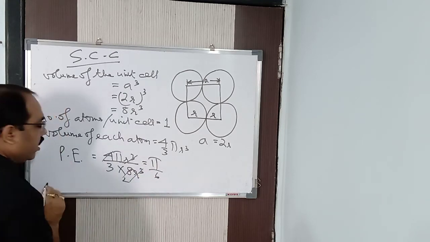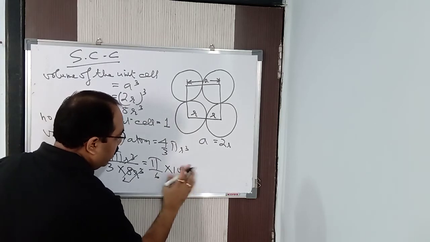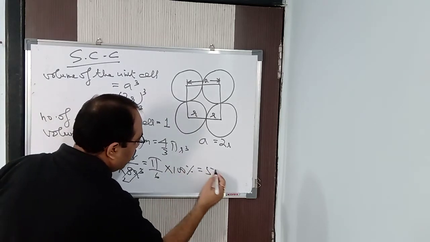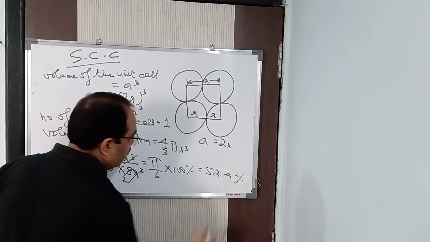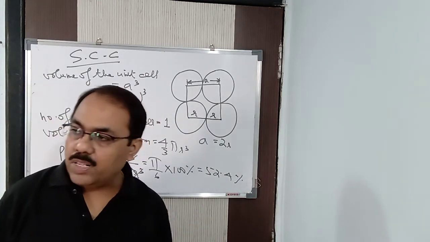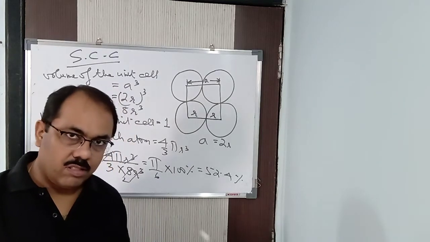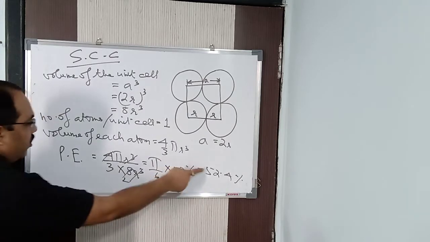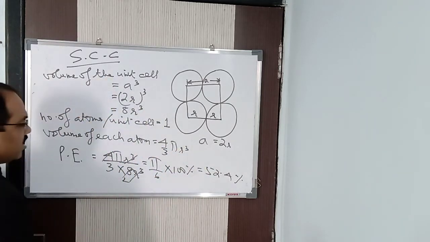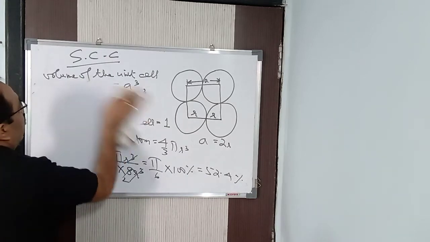Now if I want to convert into packing efficiency, what do I need to do? Into 100%. So how much will it come? You calculate and see, it comes to 52.4%. So that means 52.4% of the space is occupied by the atoms, and the remaining is voids or empty spaces. So packing efficiency is 52.4%. Clear? So this is for SCC.